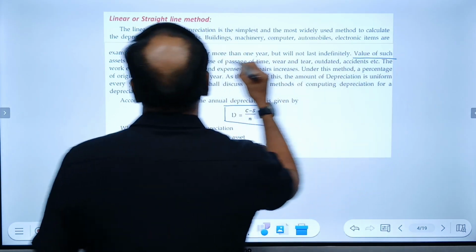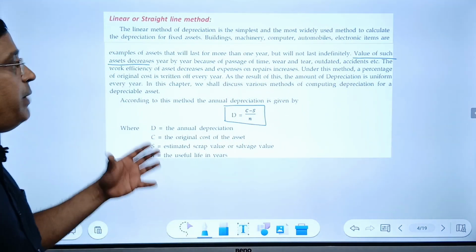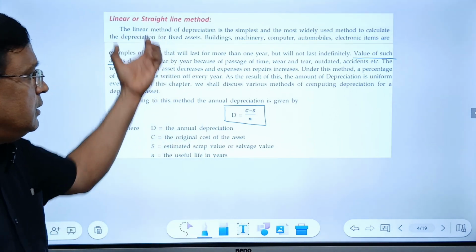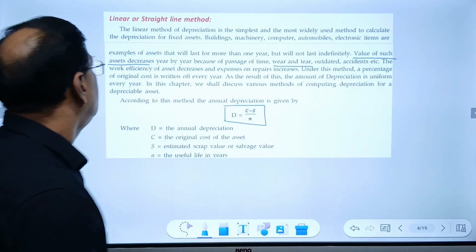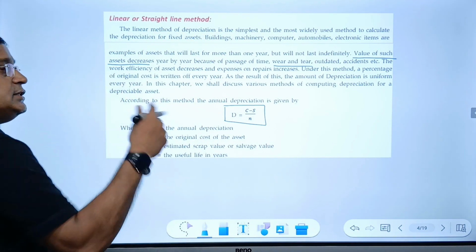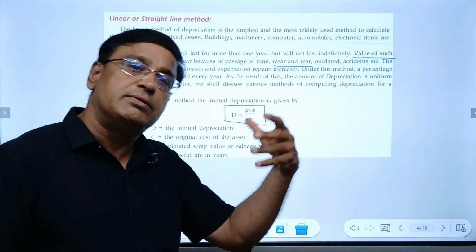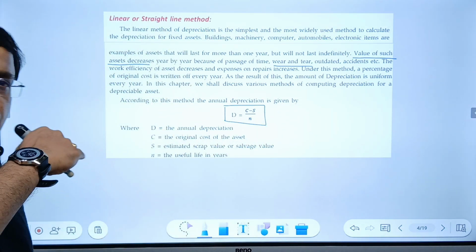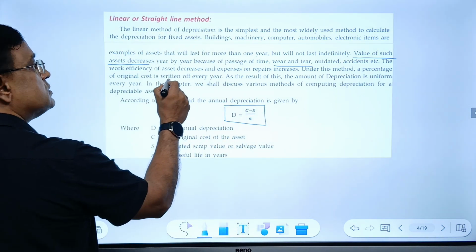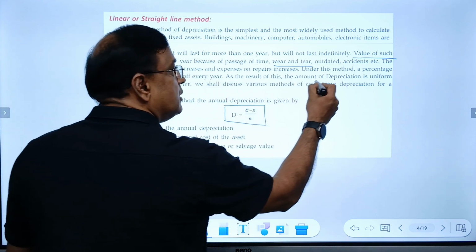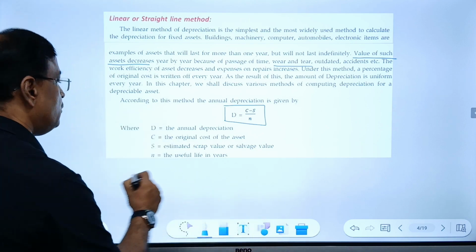The value of the asset decreases year by year because of the passage of time. Every year the value keeps decreasing, due to wear and tear and other things. The work efficiency of the asset decreases and the expense on repairs will increase, and this happens very smoothly and uniformly. Under this method, a percentage of the original cost is written off every year. As a result, the amount of depreciation is uniform. That is why it's a straight line.